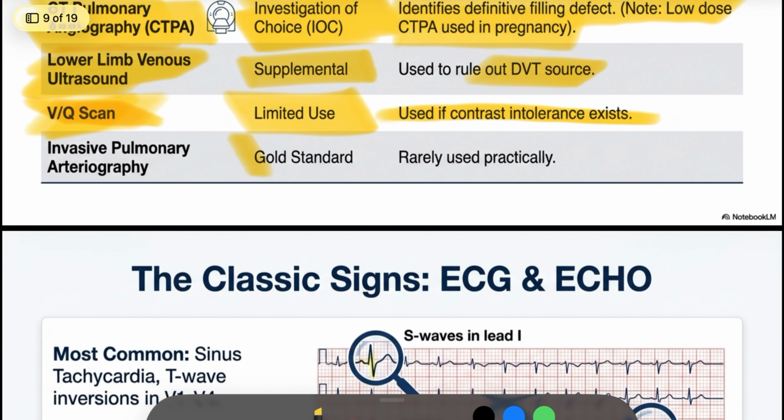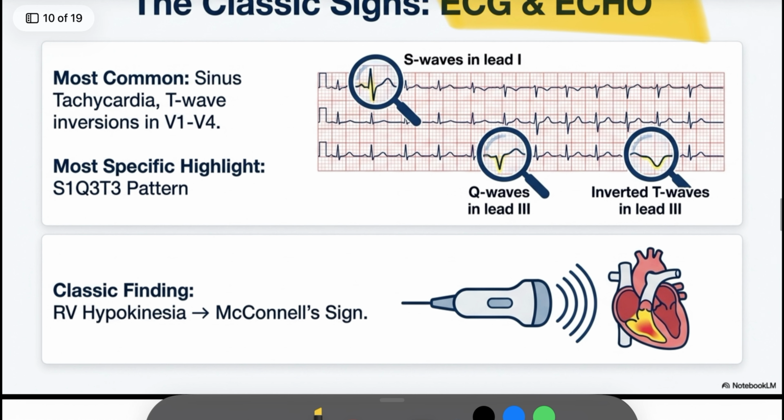Then we have the gold standard. Gold standards are the best, but we don't usually recommend it regularly. That is invasive pulmonary arteriography. It is a completely invasive procedure where you go into the pulmonary artery and check. Rarely used in practice.